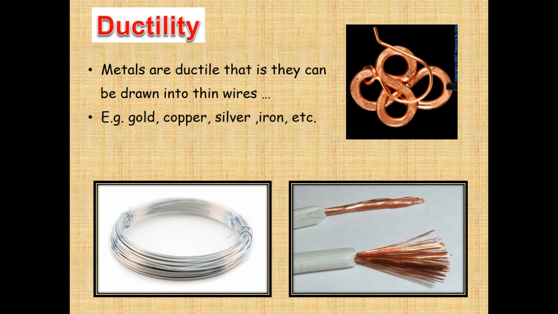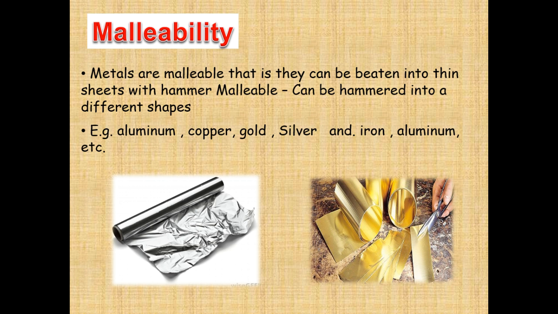The other property is ductility. Metals are ductile, that is, they can be drawn into thin wires. Gold, copper, silver and iron, etc. As I mentioned earlier, in electrical wiring, copper can be drawn into very thin wires without breaking. That is the property of ductility.